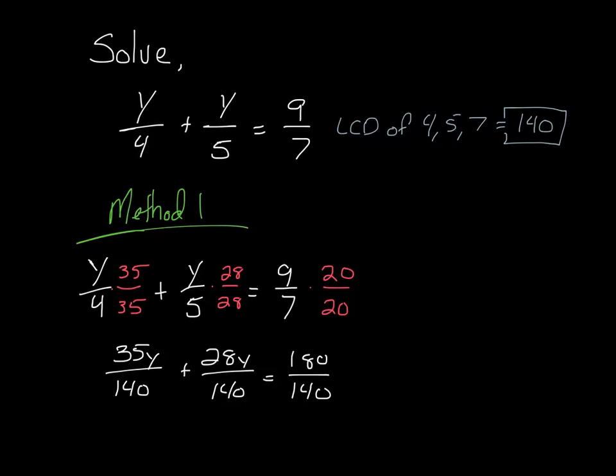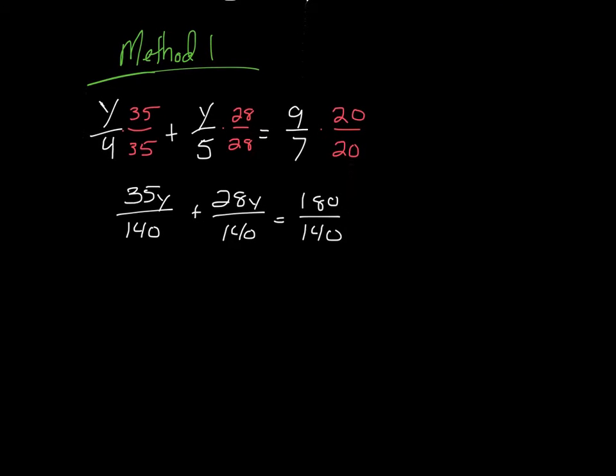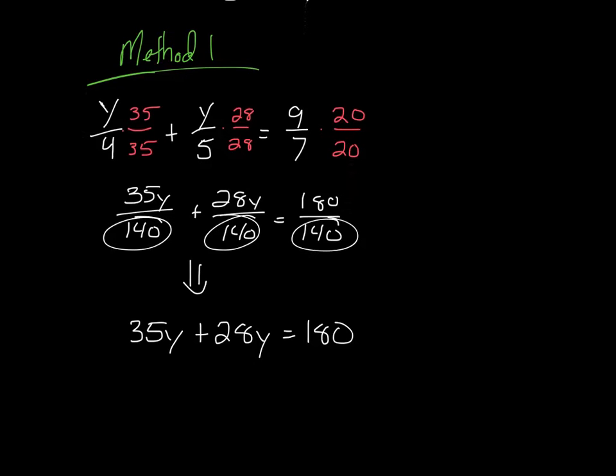So the next step in this method is, once you have each term of your equation written with the same denominator, you can rewrite this equation without the denominator. So in this case, this equation becomes 35y plus 28y equals 180. This move works no matter what your denominator is: once you have the same denominator in each of the terms, you can get rid of the denominators and just write the numerators in their own equation. The solution to this equation will be the same as the solution to the equation with the denominators. To solve this equation, we combine our like terms on the left-hand side.